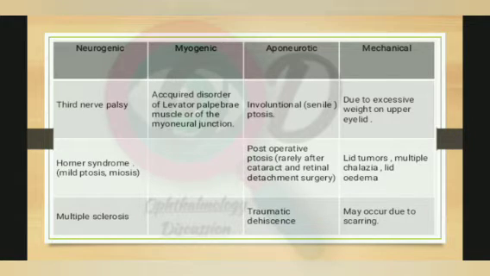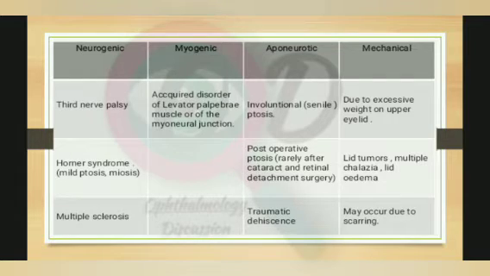Then multiple sclerosis. What is multiple sclerosis? Whenever our immune system eats away the protective covering of the nerve, what happens? The communication gets disrupted, and that communication is very important for the eyelid to function properly. If it gets disrupted, the eye doesn't get any kind of signal, and it will droop.